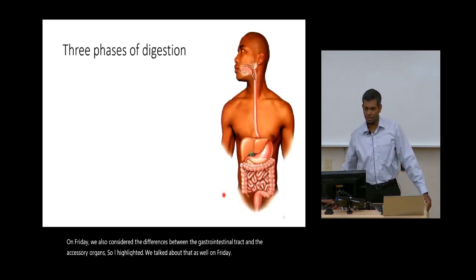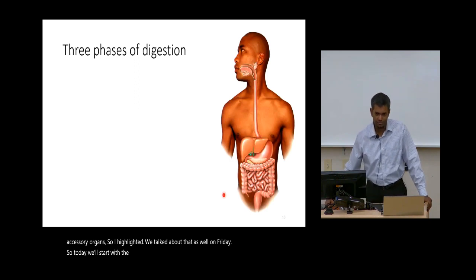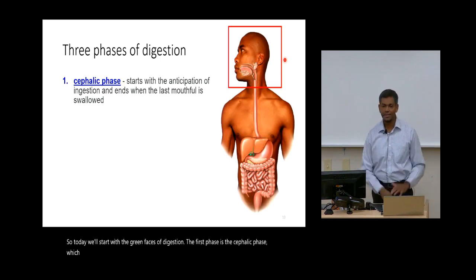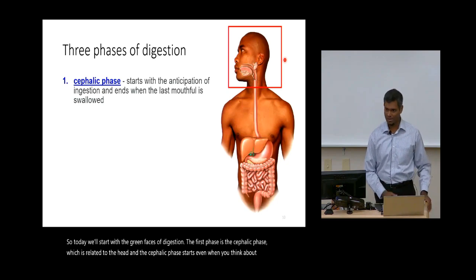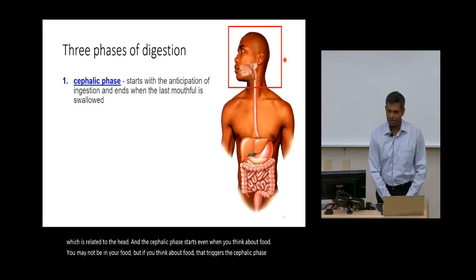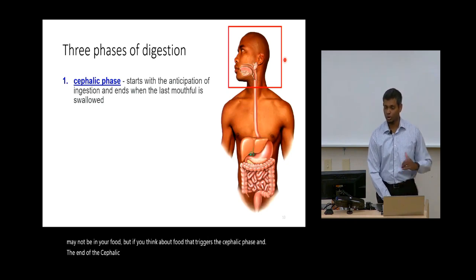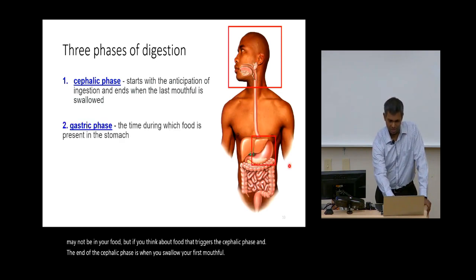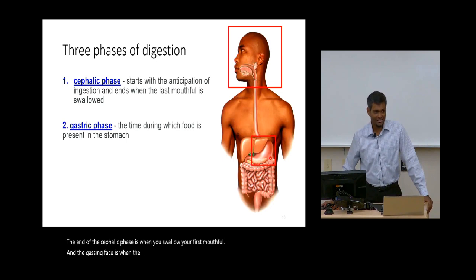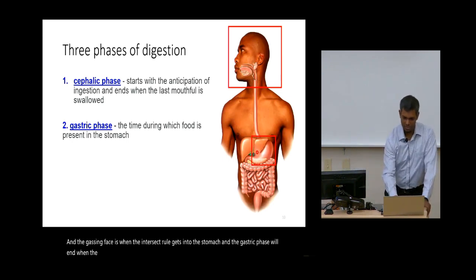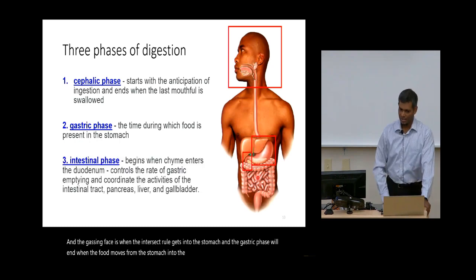So today we'll start with the 3 phases of digestion. The first phase is the cephalic phase, which is related to the head, and the cephalic phase starts even when you think about food. You may not be near food, but if you think about food, that triggers the cephalic phase, and the end of the cephalic phase is when you swallow your first mouthful, right? And the gastric phase is when the ingested food gets into the stomach, and the gastric phase will end when the food moves from the stomach into the small intestines.